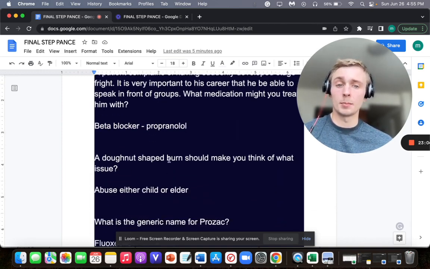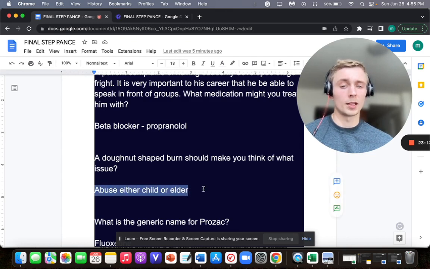A donut-shaped burn should make you think of what issue? So a donut-shaped small burn should make you think of either child or elder abuse. Probably getting burned by a cigarette or some kind of lighter or something.